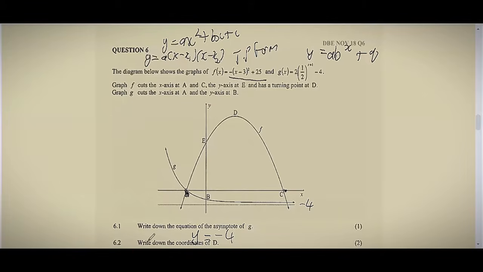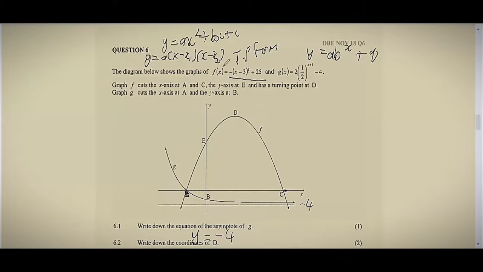Then 6.2 says write down the coordinates of D. Now note, every time they say write down, guys, there is no calculation involved. That means it is something that you need to just observe, either from looking at your diagram or from reading the statement and seeing the equations of the graph. So D here is the turning point, so D will be representing the coordinates of the turning point.